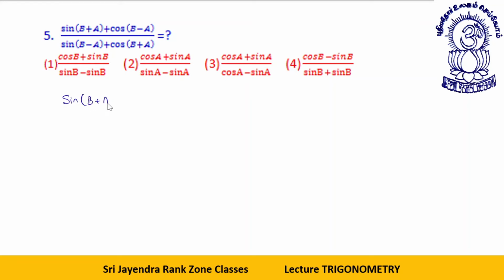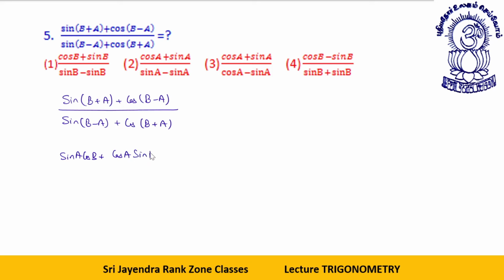Sin(B+A) plus cos(B−A) divided by sin(B−A) plus cos(B+A). Okay, we have to solve this. What are the formulas actually? Let's start with this. First, I'll tell you a normal conventional method, then I will tell you a very shortcut method. See, this is sin(A+B). Sin(A+B) is sin A cos B plus cos A sin B.